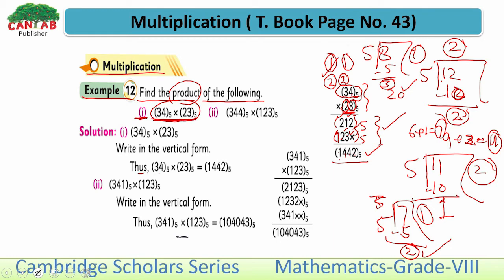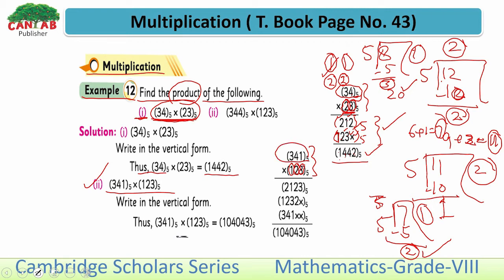This is the result of our multiplication of these two numbers. So thus 3 4 with base 5 multiply 2 3 with base 5 is equal to 1 4 4 2 with base 5. Students, similarly you can multiply the second part, the numbers given in the second part. Always write the given numbers in vertical form like this, and then multiply each digit of the second number with all the digits of the first number.